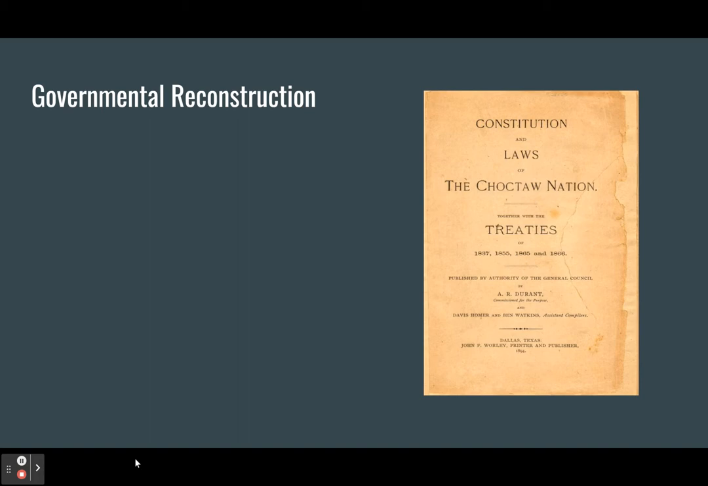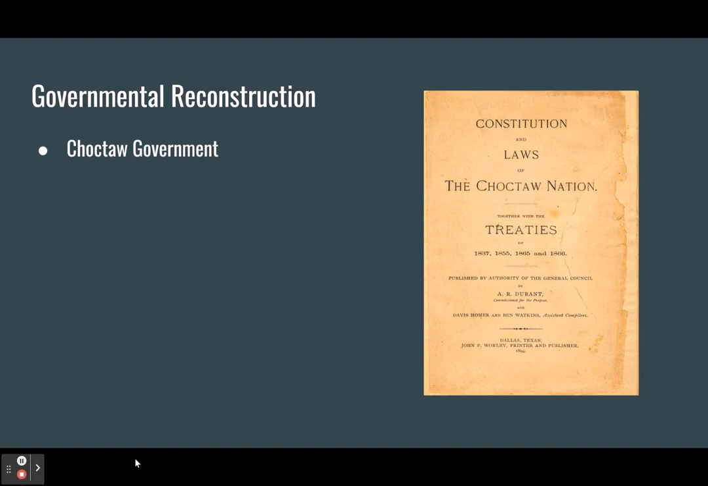So, I want to talk about what their constitutions look like. They go through this process of governmental reconstruction, and I want to start by talking about what that governmental reconstruction looks like. Let's begin by talking about the Choctaw government. So, they show up in Indian territory and they will write the first constitution in the history of Indian territory, and thereby the first constitution in Oklahoma history, right? It is for them their second constitution.